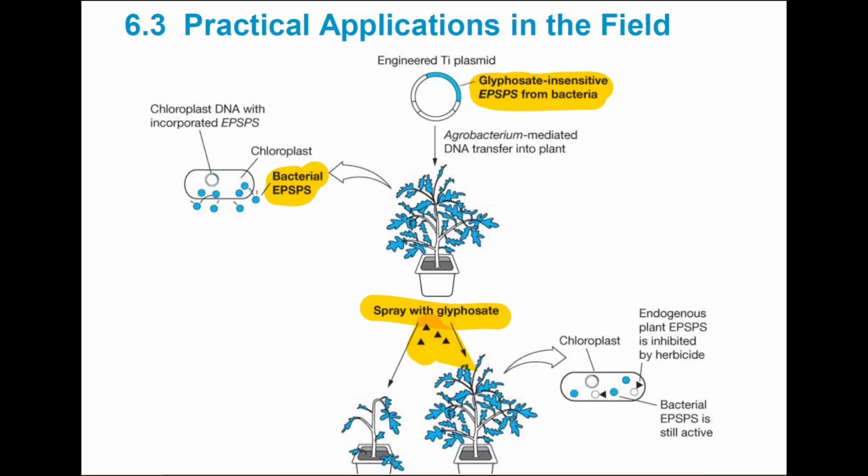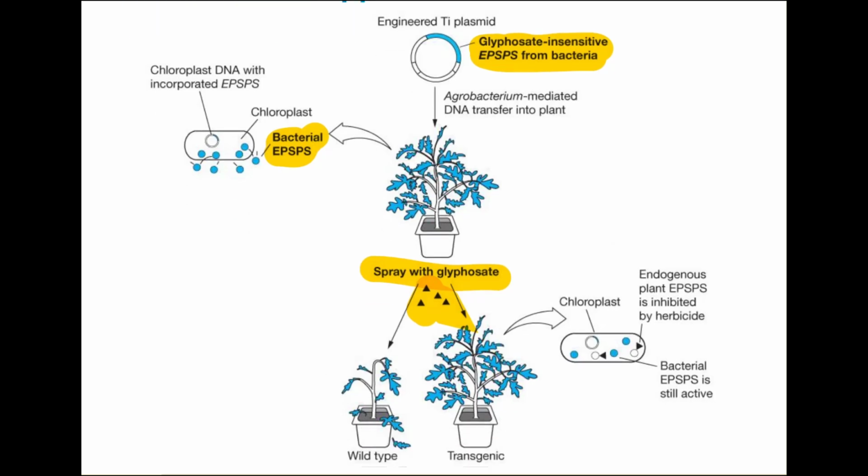So this is a Ti plasmid with this glyphosate-insensitive EPSPS, so it's an altered form of this enzyme that is not sensitive to glyphosate, the active ingredient of Roundup. Produce this plant, spray everybody with glyphosate, and the transgenic plant does not die.